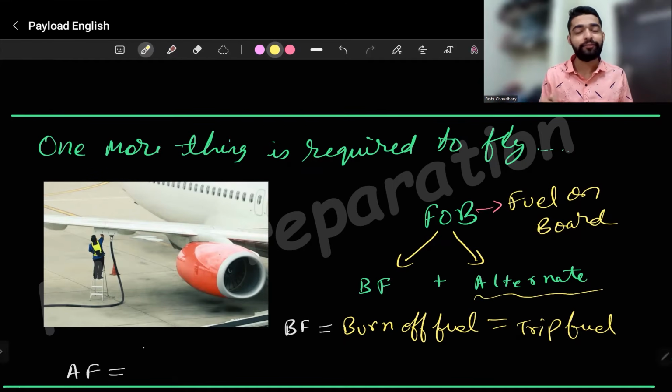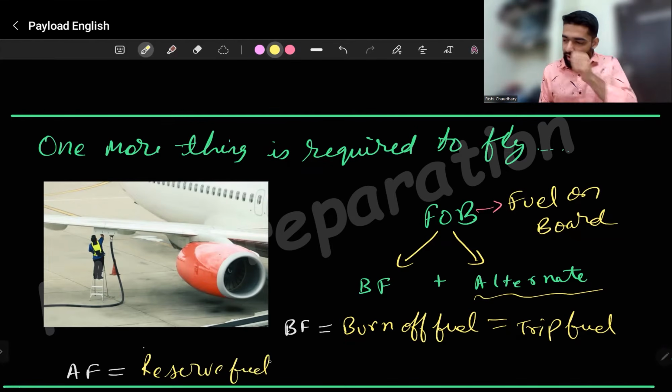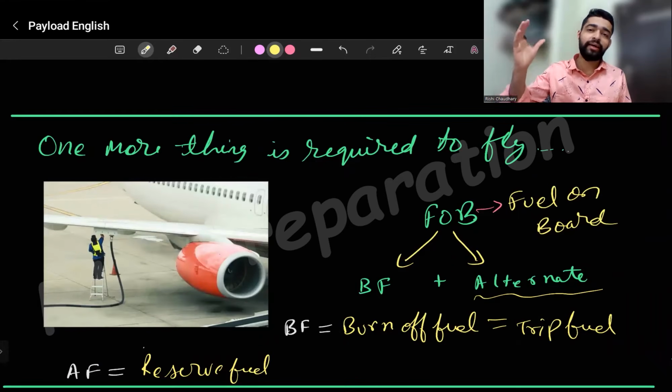Whereas we have alternate fuel. Alternate fuel is also called reserve fuel. Now, this is the fuel which will be used in an emergency condition. Just imagine that you cannot land at a particular station. So you have to hold your plane in the air again, or you have to land at some nearby station. For that, you need some additional fuel that is called reserve fuel.